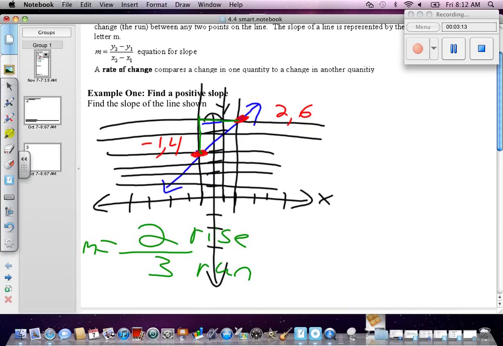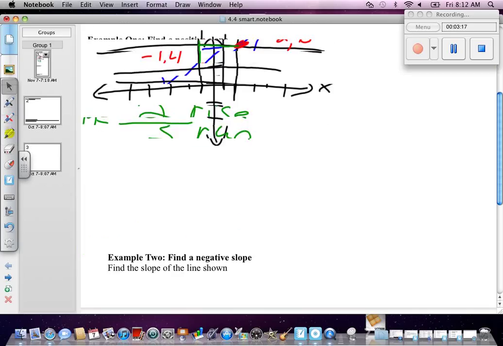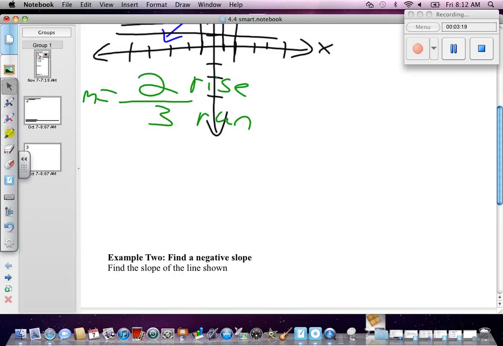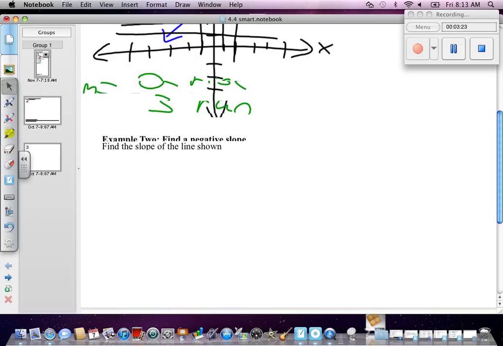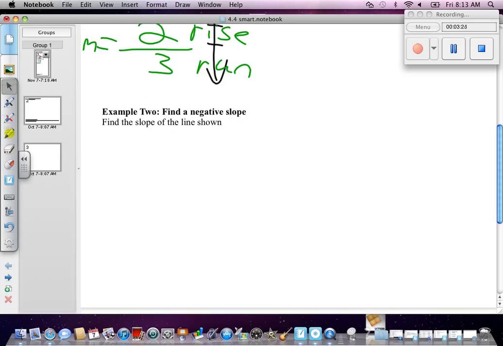So why don't we look at example 2? I'm going to draw this on the board, but while I'm drawing on the board, I want you to see if you can figure out the same slope as I'm going to get. So you're looking at example 2. You're on the back. Let's see if we can get the same slope.